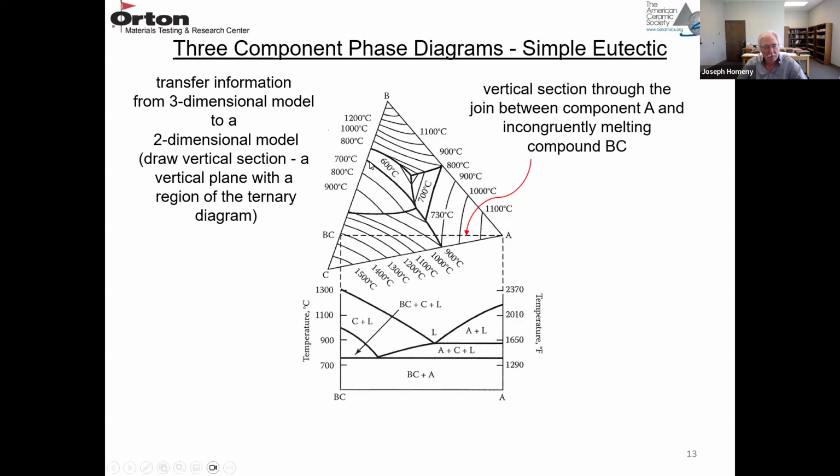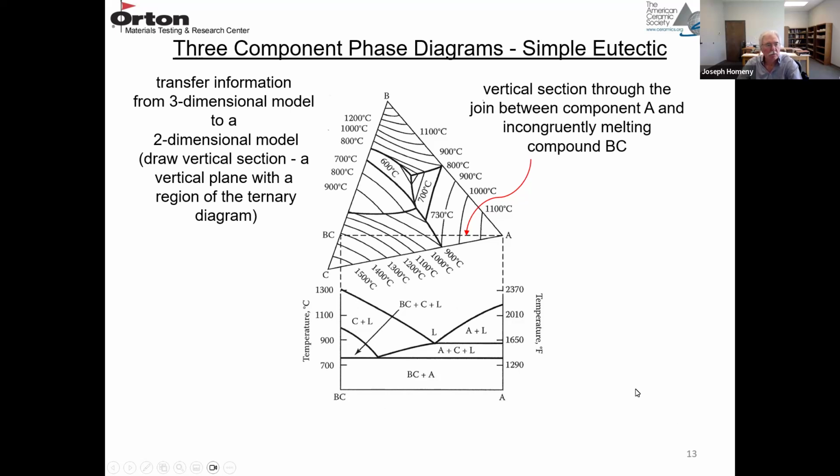This is actually the phase field for BC. This is the phase field for B. This is the phase field for A. And then this is the phase field for C. BC is outside its phase field, so it is an incongruent melting compound. So here's our binary phase diagram through this cut. BCA looks like this. Here's A, here's BC. And then when BC melts, it goes to a different crystal, C plus a liquid.